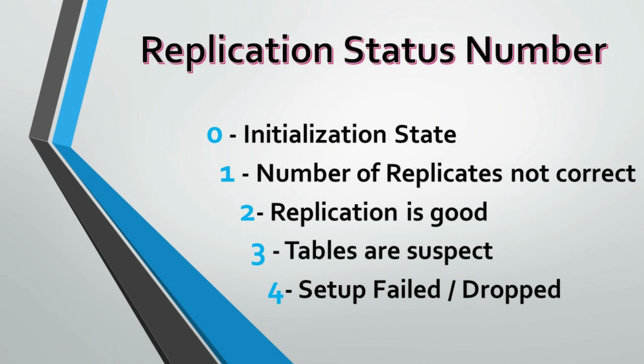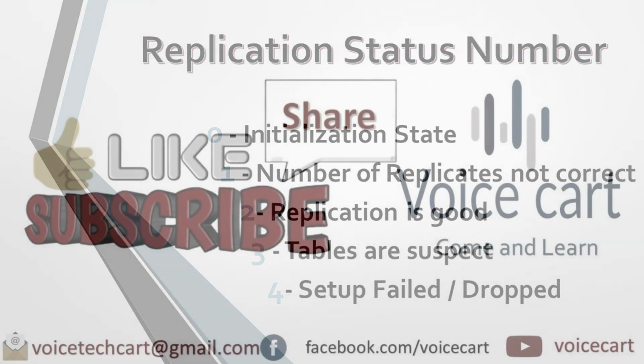And if it is showing 3, that means replication is happening but the tables are not matching. So that is the issue. If your value is showing 4, that means setup failed or dropped. So these are the values in DB replication status you can get when you check the replication status, and these are the steps to check your status. So this is the video I want to share with you.